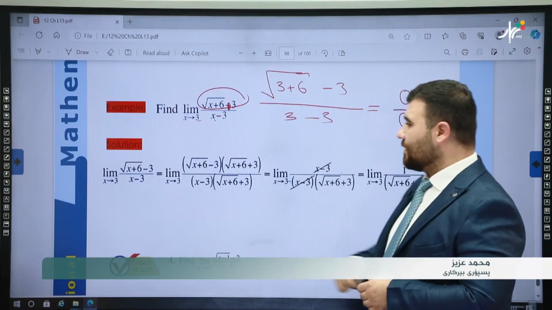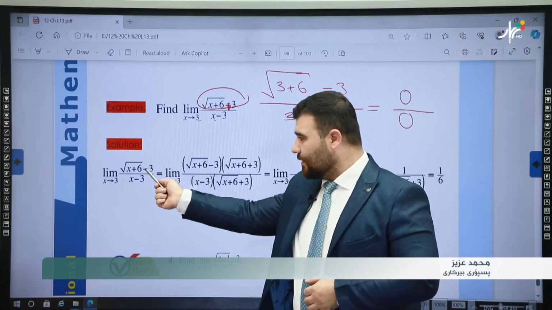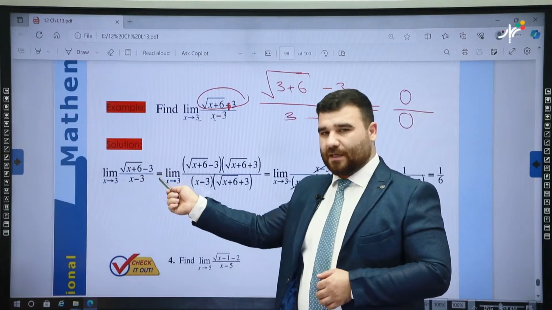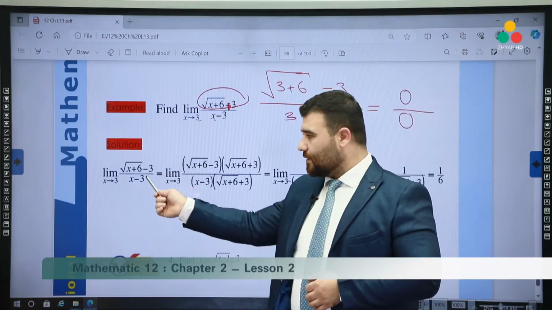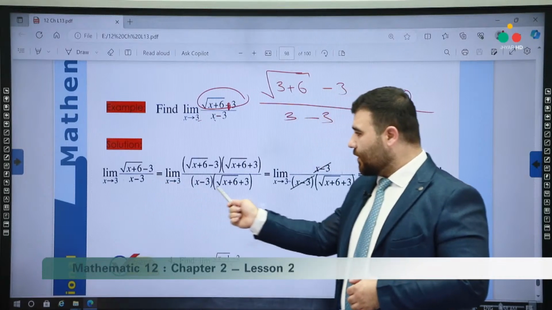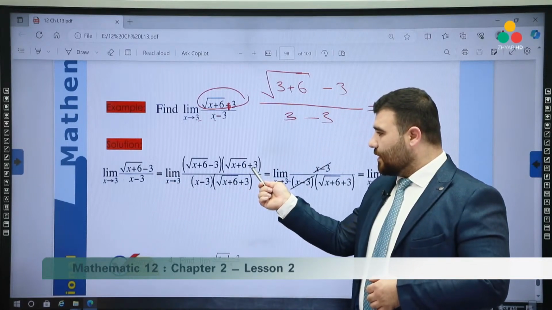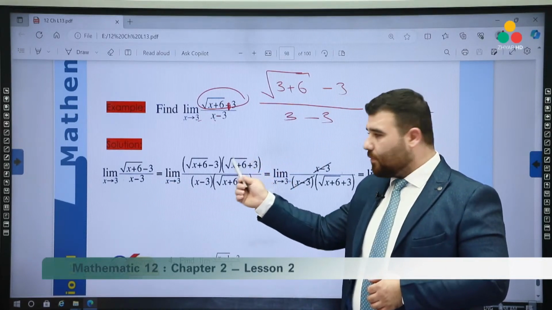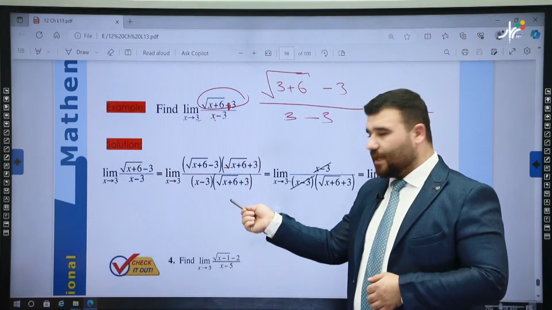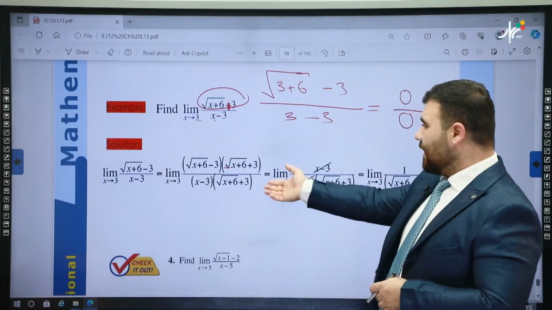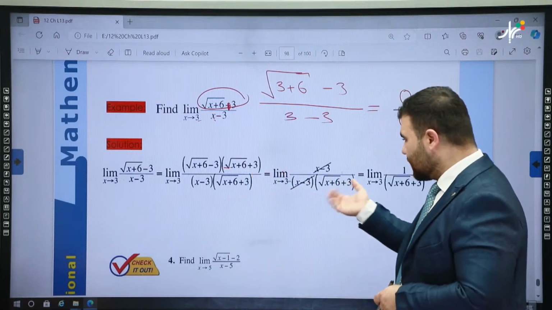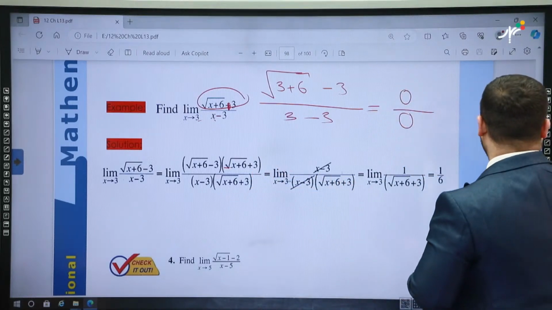The conjugate, as I said, since it's square root x plus 6 minus 3, we don't change anything in the square root, only outside the square root, it's minus 3. We're going to write plus 3. Then since we multiply up by this conjugate, we need to multiply down by the same conjugate to keep the balance. Then how this becomes this, pay attention to this step.